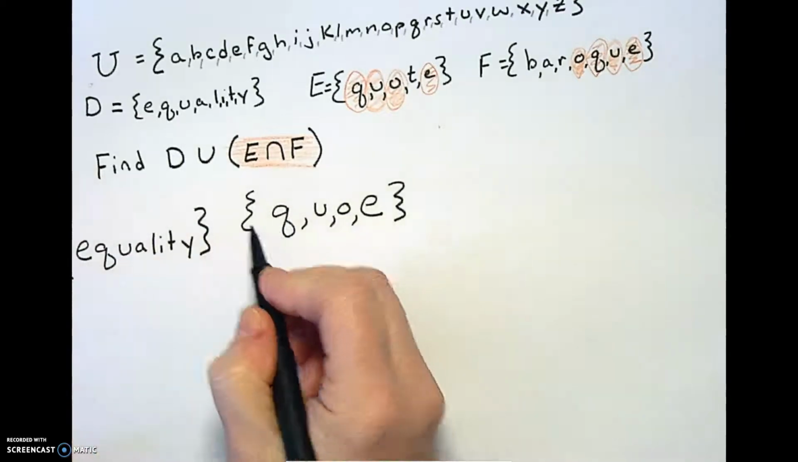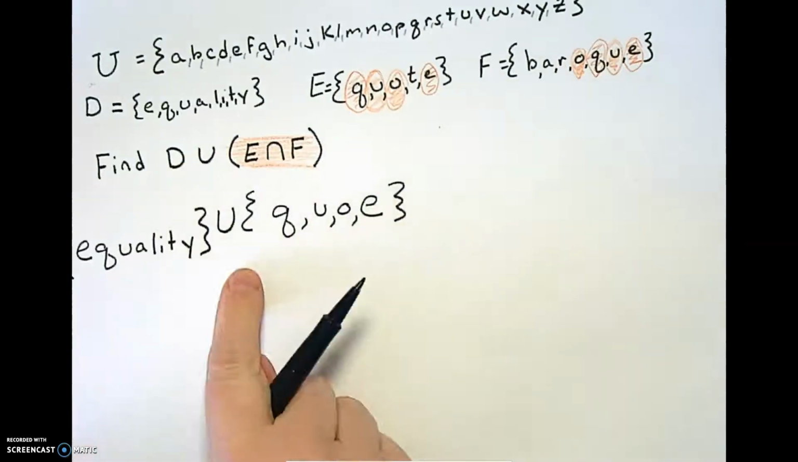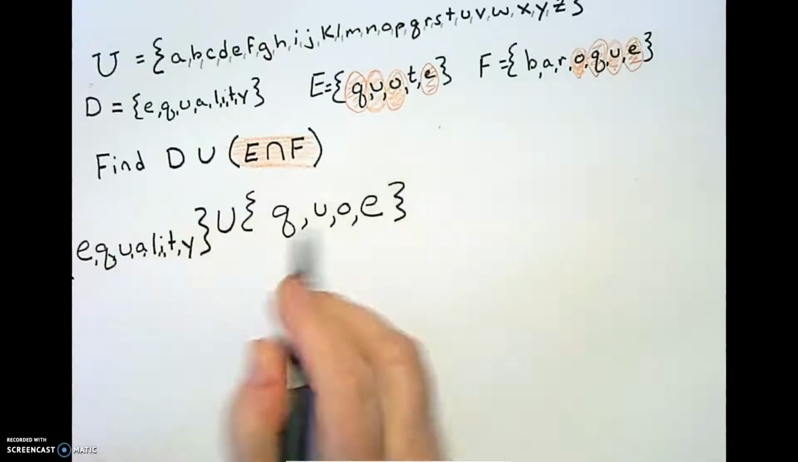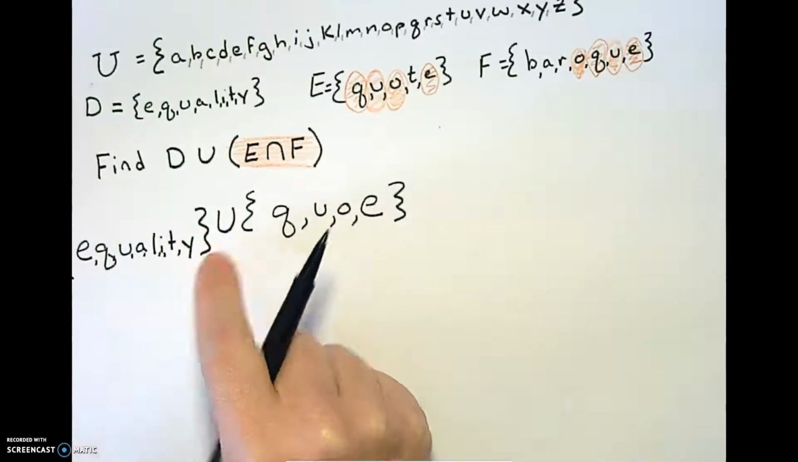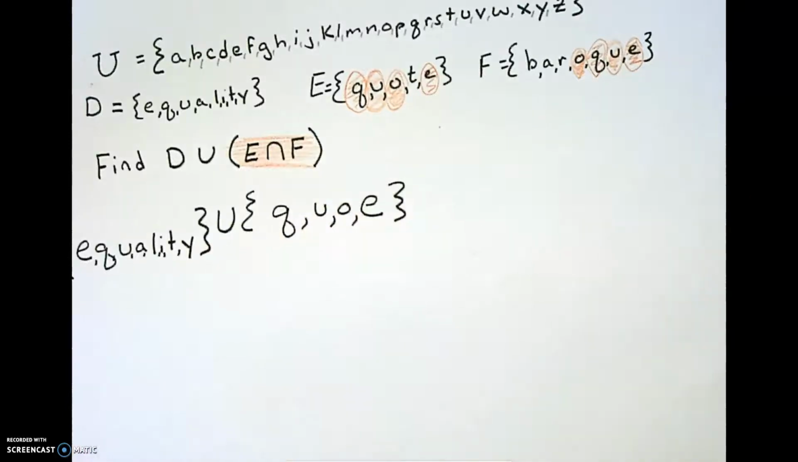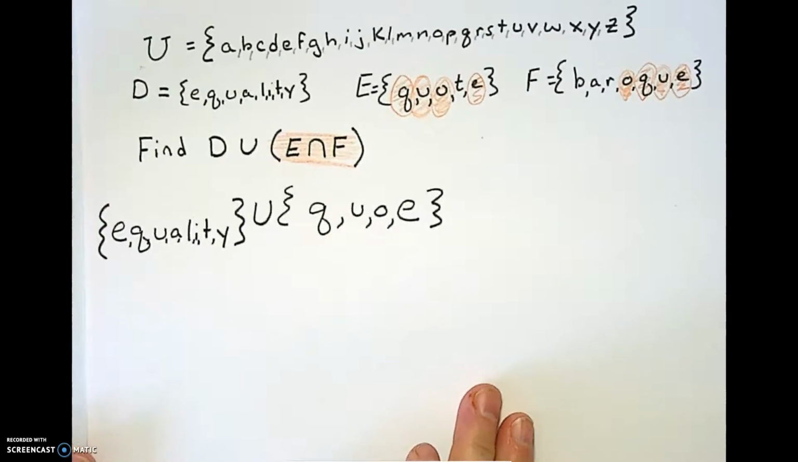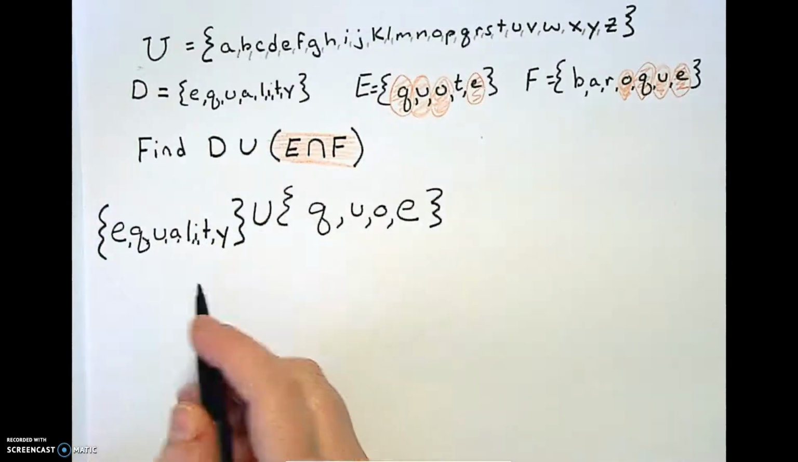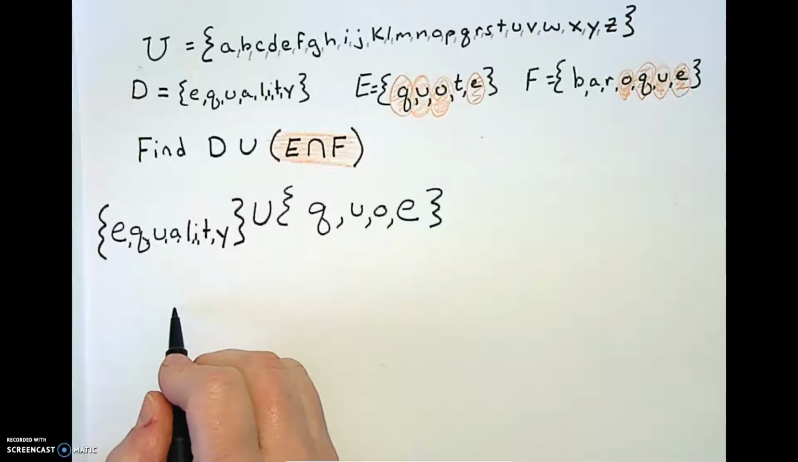equality. Okay, so where there was a D, I wrote the letters that are elements of D. And where there was E intersect F, I wrote that. So now we need to do union. What does union mean again, Chris? It means all the elements in both sets. Okay, all the elements in both sets. So let's make sure we get everybody. So obviously we need equality. So I'm just going to write out equality.